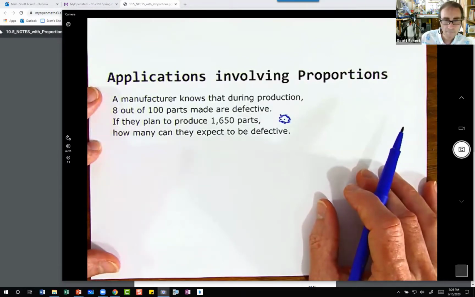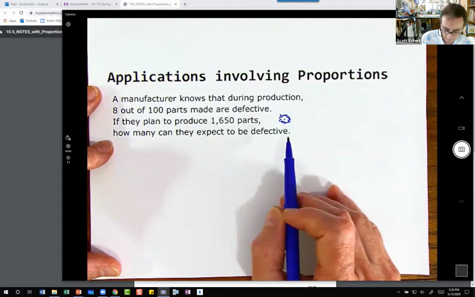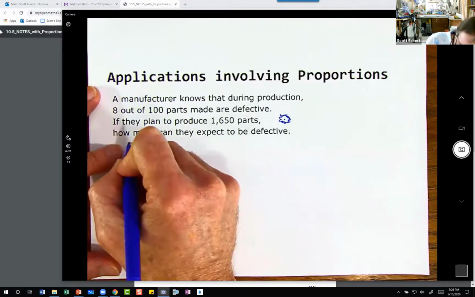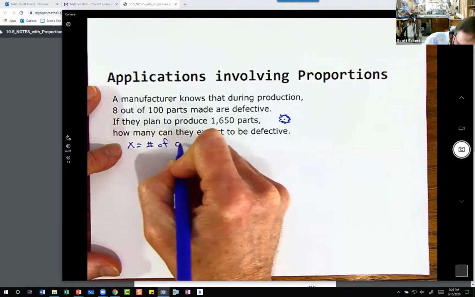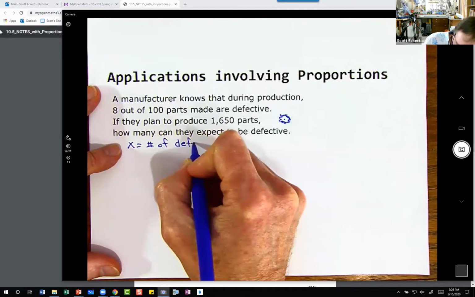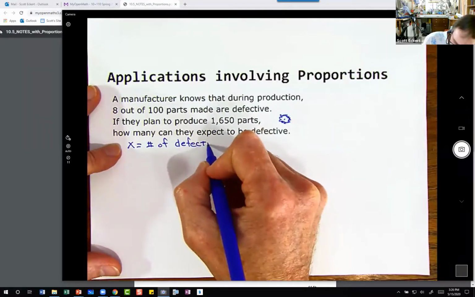So how many can they expect to be defective? So let's let X equal the number of defective parts.